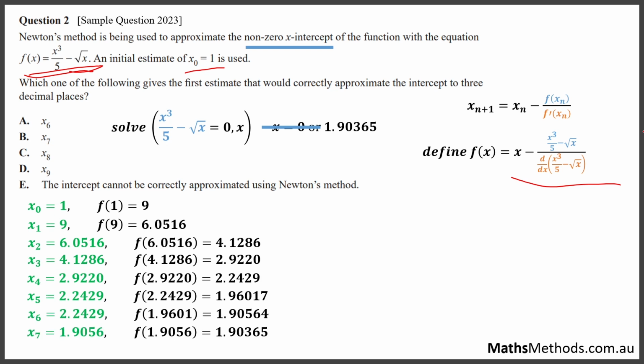I keep doing that until I get to this point where you can actually see that this value is pretty much the same as this. It's correct to more than 3 decimal places, actually. So pretty happy with that. And that's actually x8. So that means that the answer is actually going to be C.